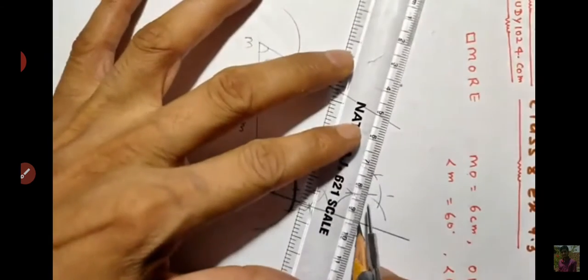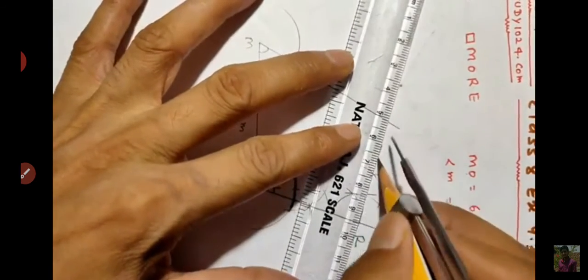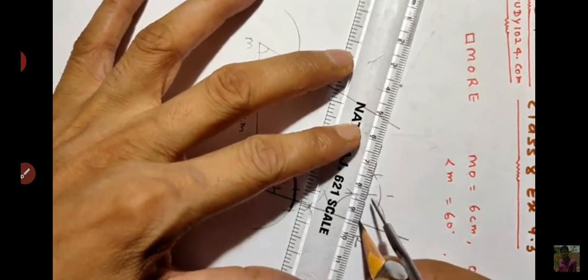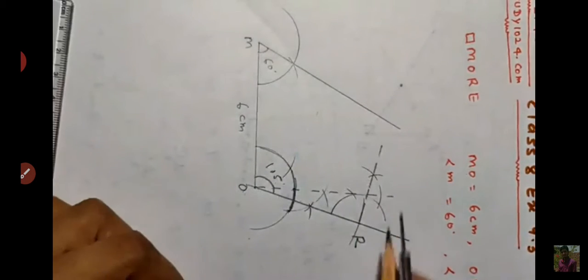$60, $120, then $90. Between $90 and $120 we have to draw 105. First draw a dotted line. Understand. In between these two lines we have to draw the 105 degree angle.